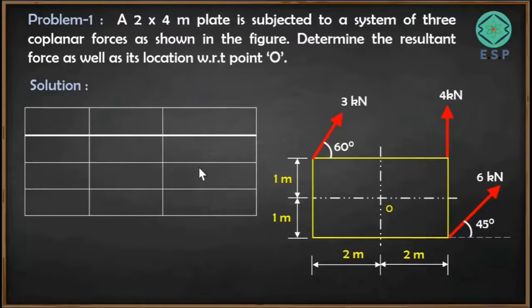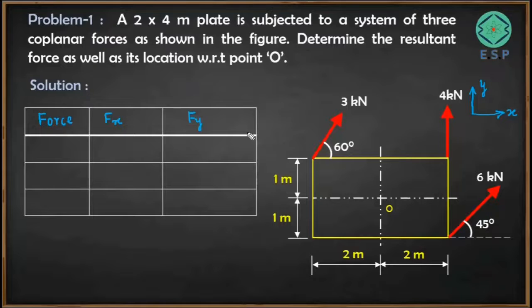As we know, in order to calculate the resultant force, we have to resolve each force along x and y direction, friends. So let me call this the x direction and the vertical one the y direction. So I'm going to resolve each force along x and y direction, and find its x component, that is Fx, and its y component, that is Fy.